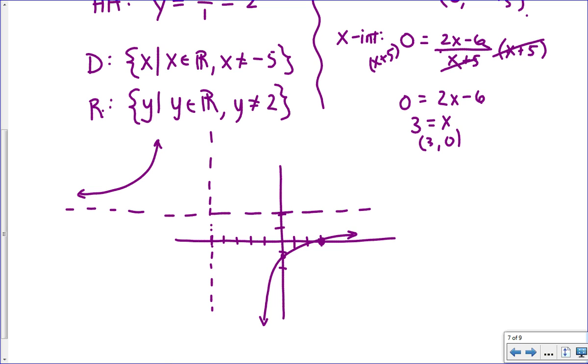It did say to label, clearly indicate. So I do want to label 3, 0 on the graph. I want to label 0, negative 6/5 on the graph. I want to label my asymptotes, y equals 2, and this asymptote at x equals negative 5. And that way it's really clear to your grader where the location of everything is, even if your graph is just a sketch.